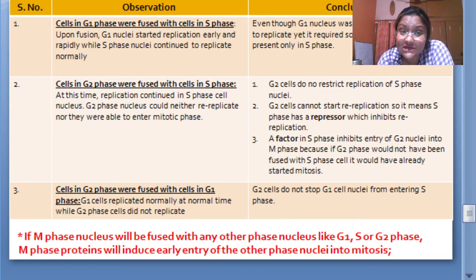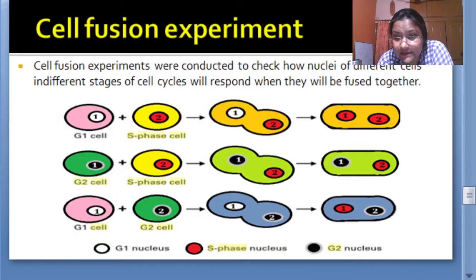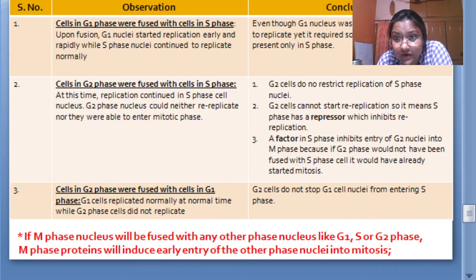At this time, replication continued in S phase cell nucleus. We did not see any significant change over here, like their behavior, the second one. Look at the second one. Their behavior is same. Like G2 cell is still in black color, like it is still in the G2 phase, and S phase cell is also in the S phase. So the conclusion for this is that G2 cells do not restrict replication of S phase because S phase nuclei is still replicating. G2 cells cannot restart replication.